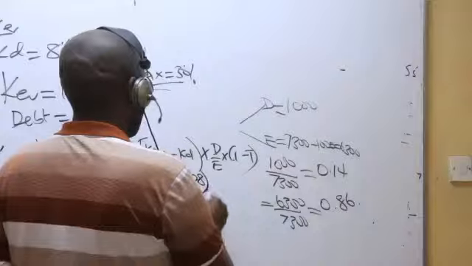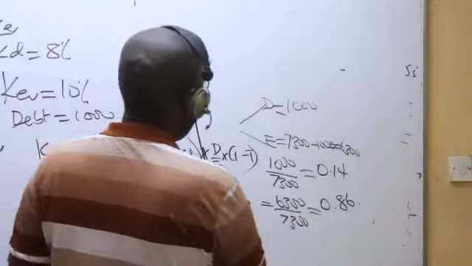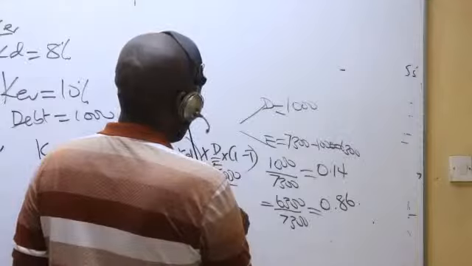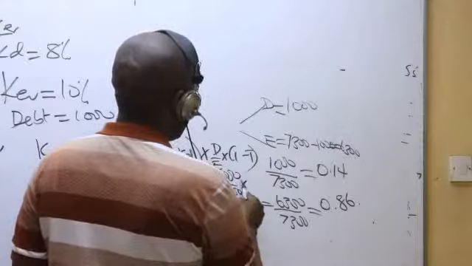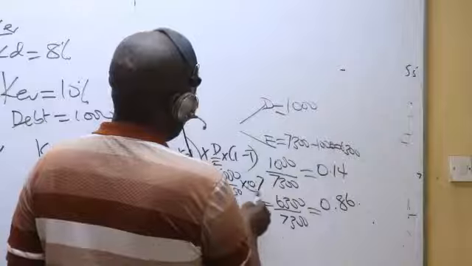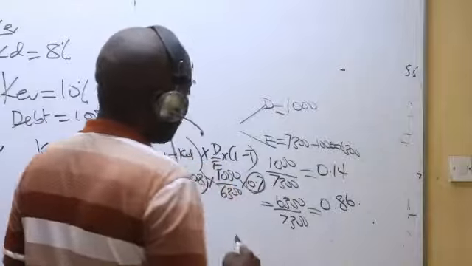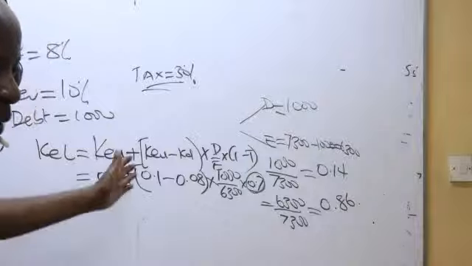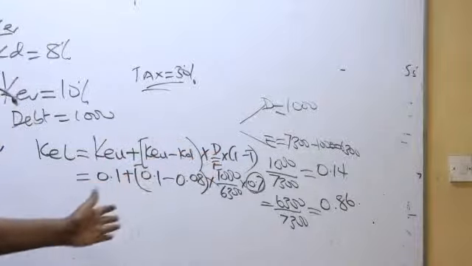0.08 times debt. Debt is 1,000 over equity, 6,300 times 0.7. Are you able to see where I got the 0.7 from? 1 minus 30%. Thank you very much.